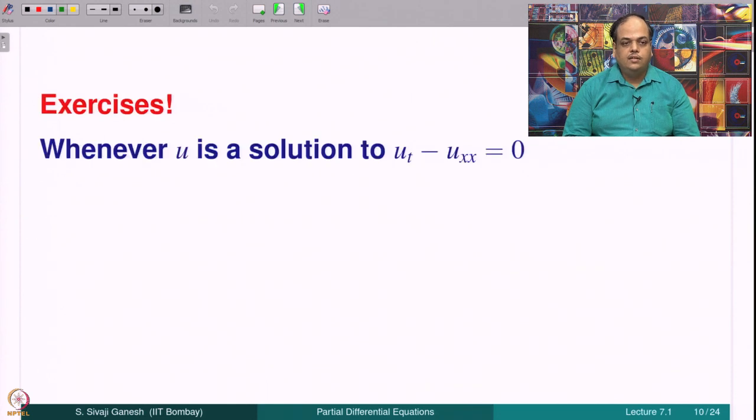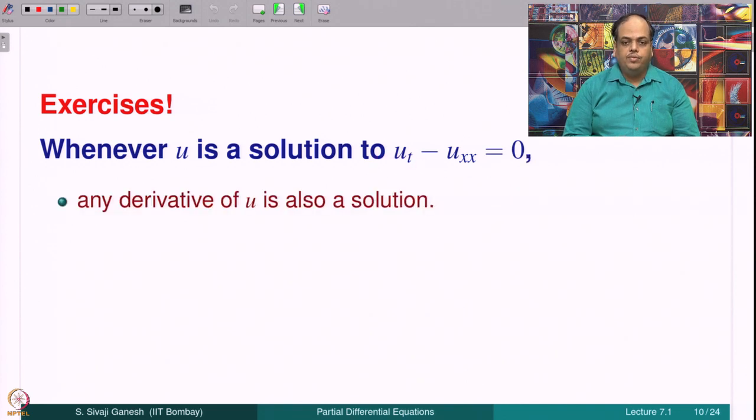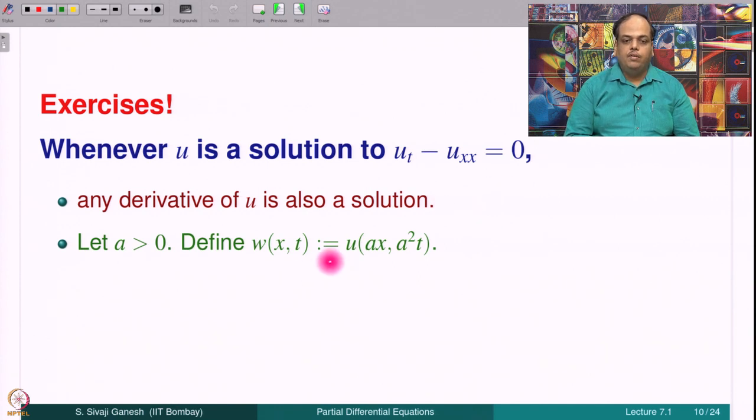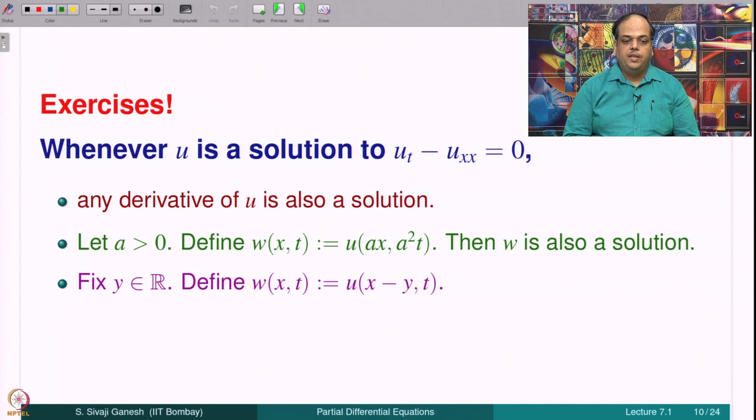Let us try that. Before that, some exercises. Whenever u is a solution to u_t minus u_xx equal to 0, any derivative of u is also a solution, assuming that such derivatives exist. And let a be positive, define w of (x, t) equal to u of (ax, a^2 t), then w is also a solution. Fix y in R and look at a translate of u, u of (x minus y, t), call it w of (x, t), that w is also a solution.